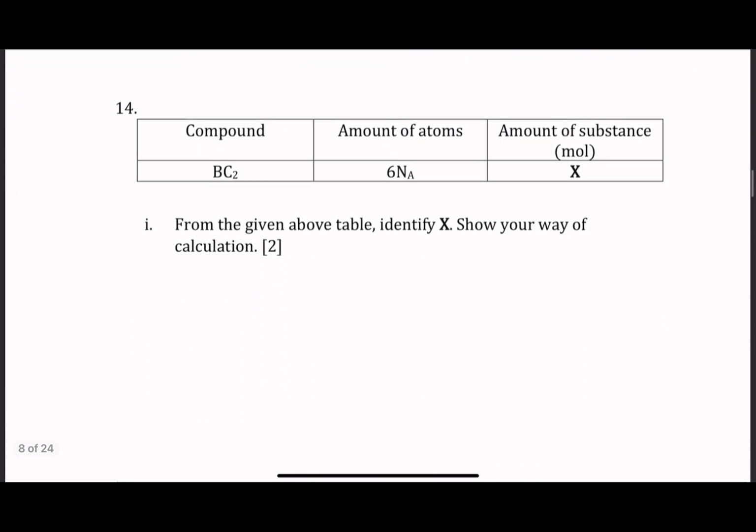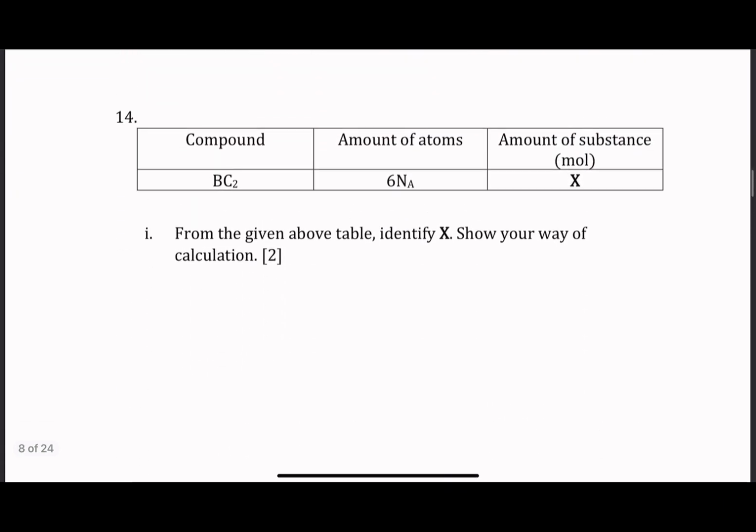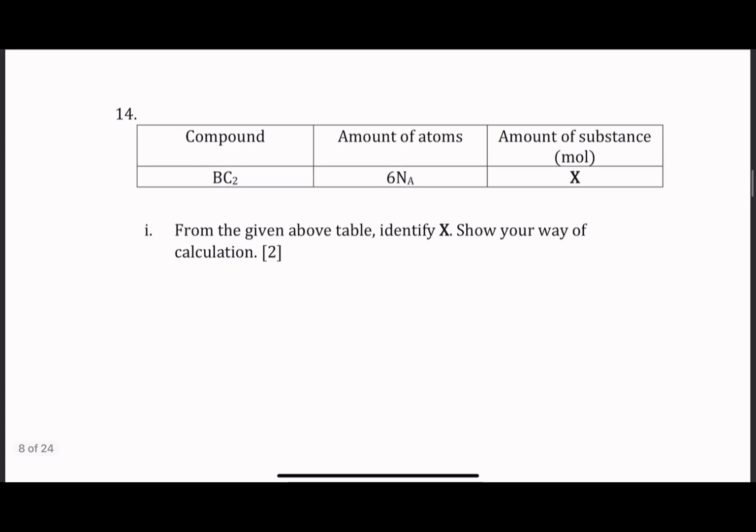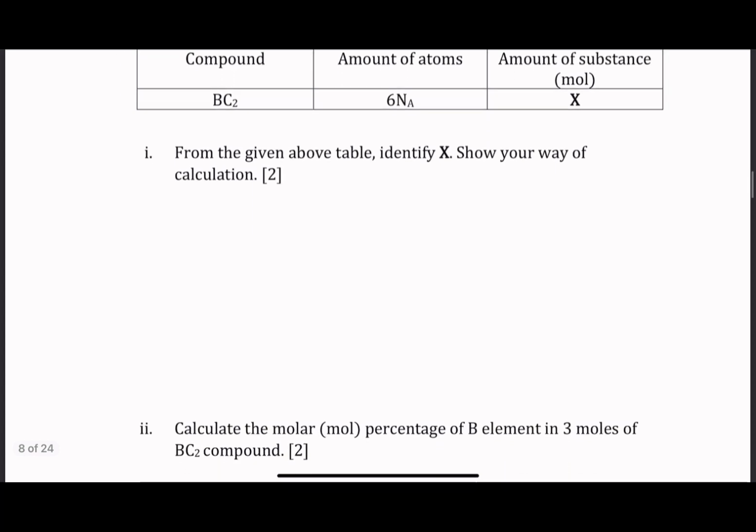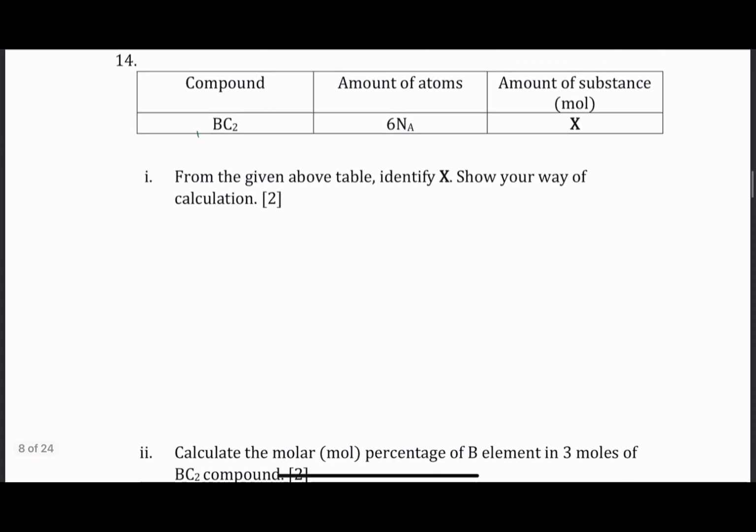Okay, so now we're going to move on to question 14. This is more of a logical question. You're given a compound BC2. It's not boron, it's not carbon. Nothing has been told to you about it. Actually, you don't really care about it. You need to find the amount of the substance. Now you need to pay attention over here.